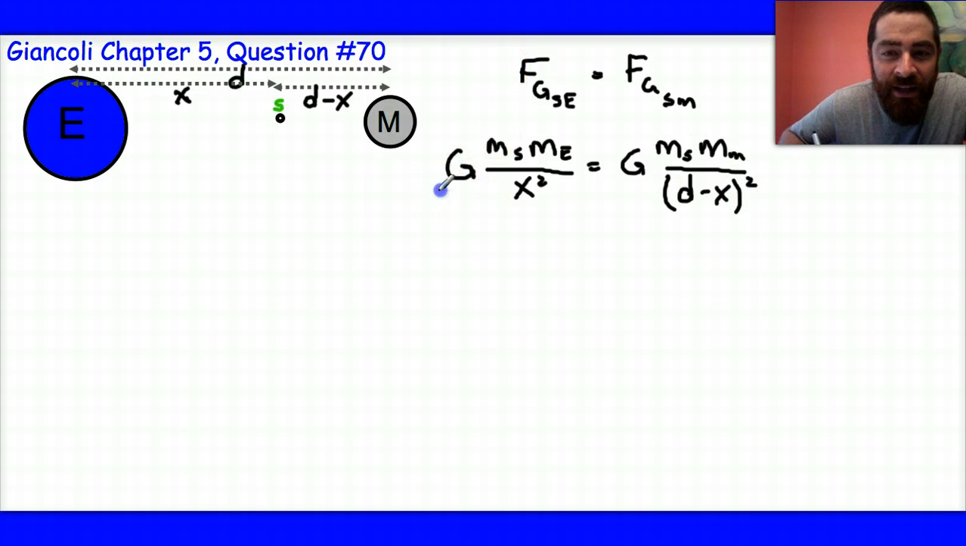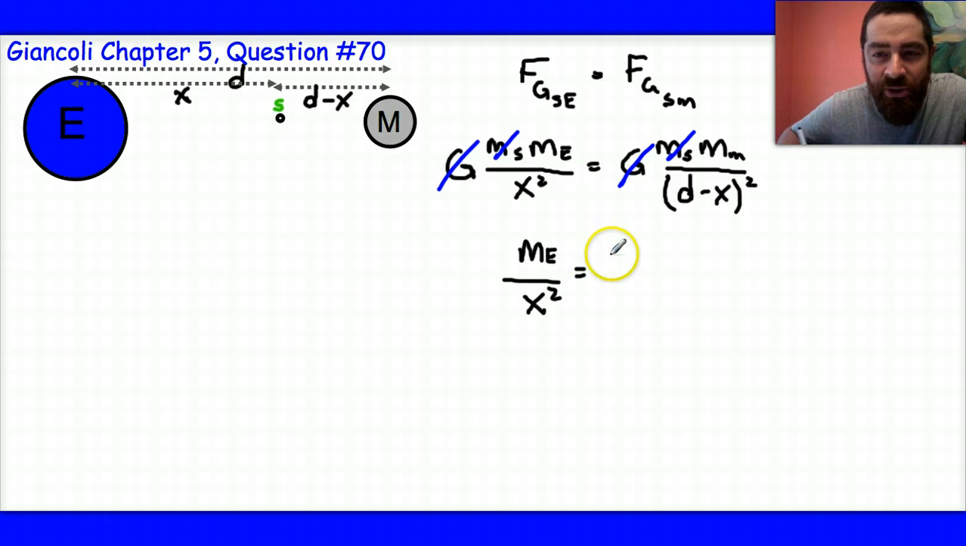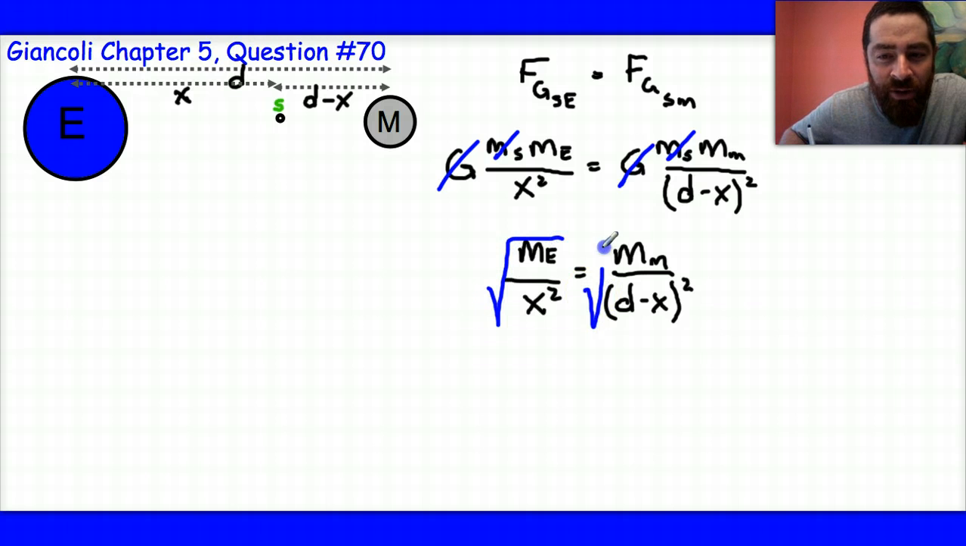Now that I've established that, I can eliminate some of these terms. The gravitational constant, big G, goes away. The mass of the spacecraft also goes away, and I can rewrite this expression as mass of the Earth over x squared is equal to mass of the Moon over (d minus x) squared. If I take the square root of both sides, it'll allow me to isolate the variable that I'm looking for, which is x, a little bit more quickly.